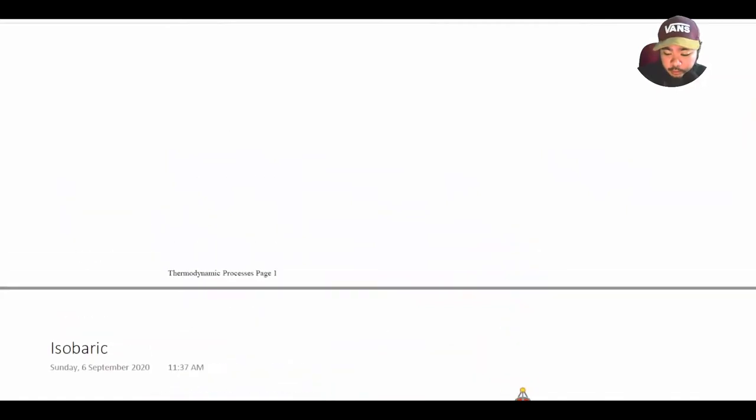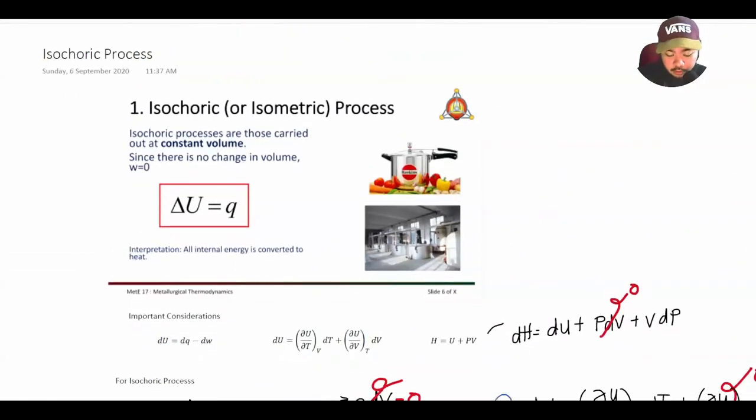Okay? So we begin with isochoric muna. So isochoric just means that the processes are carried out at constant volume. Okay, so if it's constant volume, usually this means that our system is enclosed in some rigid na form of container, no, such that yung volume natin does not change over time. Okay, so in metallurgical na applications, you could readily imagine kung ano yung parang usefulness nito.